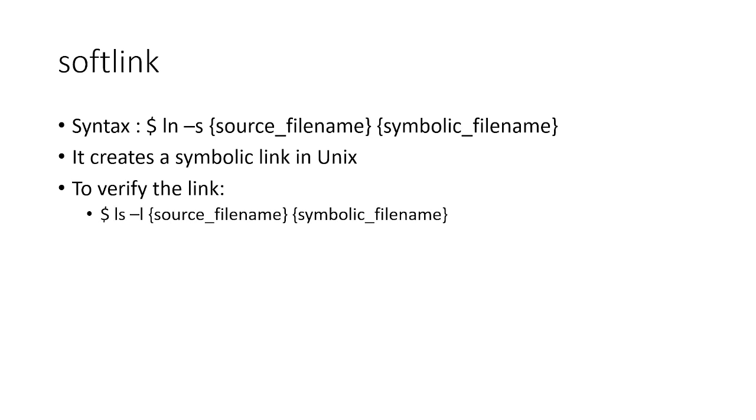Soft link. It is used to create a symbolic link in Unix. So we can give ln -s, the source file name, and the symbolic file name. And you can verify the link also by using ls -l.